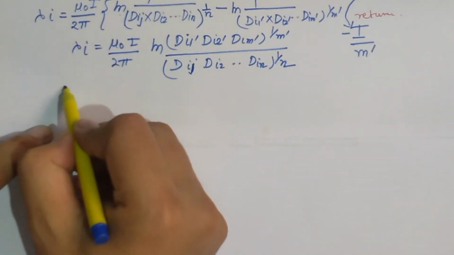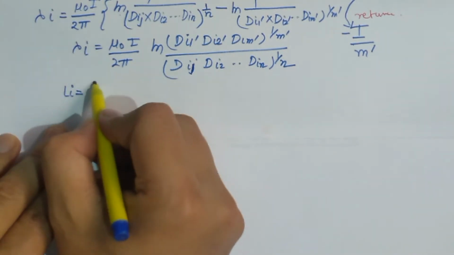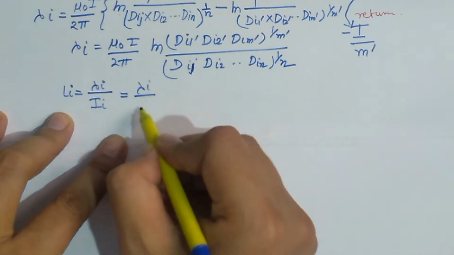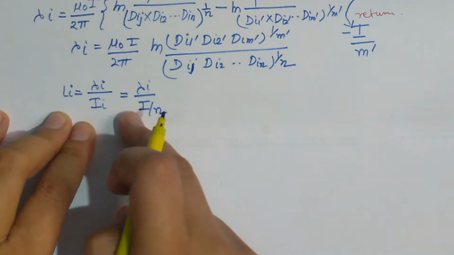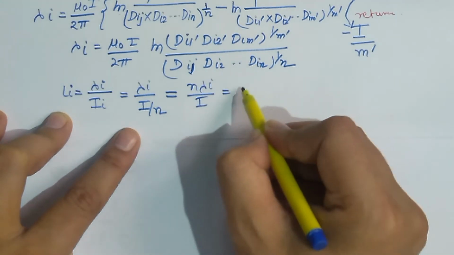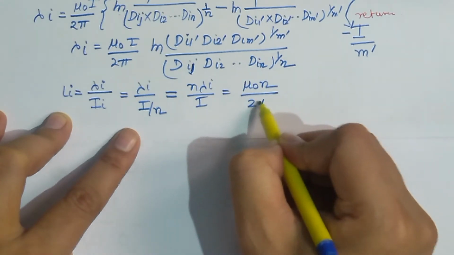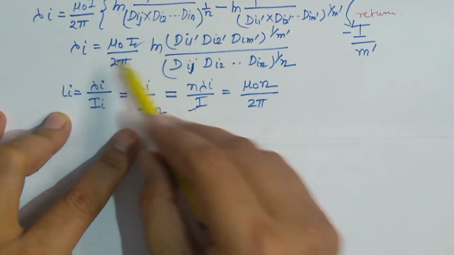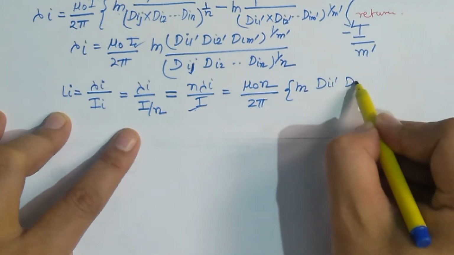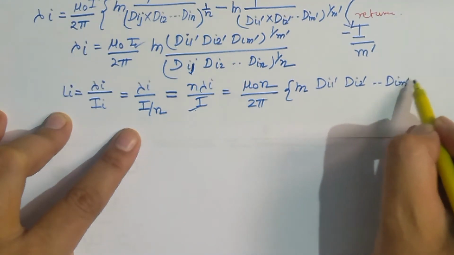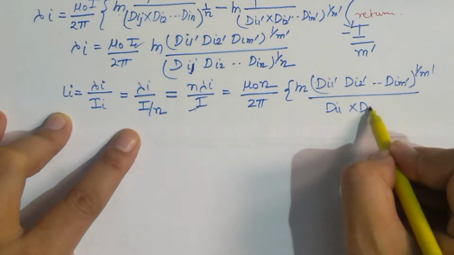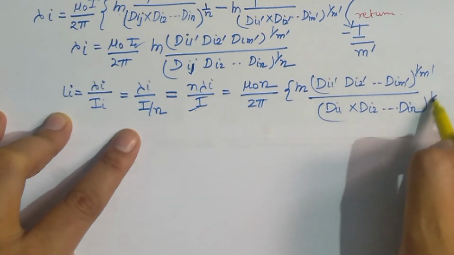Now we know that inductance of the ith conductor will be equal to flux linkage of conductor I upon current in conductor I. Current in the ith conductor is I by n. That is equal to n lambda I by I, and that is equal to mu naught n upon 2 pi, because this I and I will cancel out. So mu naught n by 2 pi times ln of di1 dash, di2 dash, dim dash to the power 1 by m dash upon di1, di2, din to the power 1 by n.